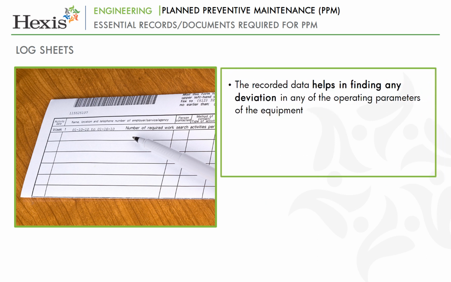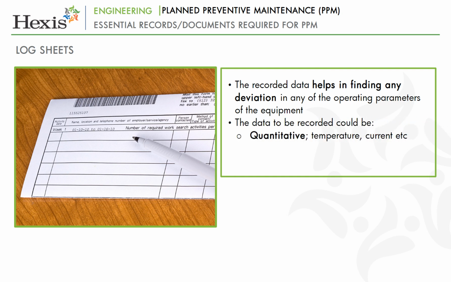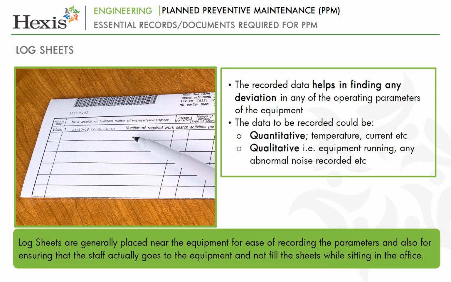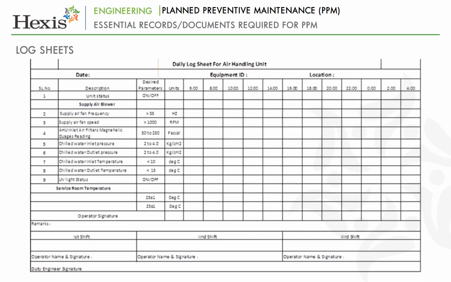The data thus recorded will help in coming to know of any deviation in any of the operating parameters of the equipment. The data to be recorded could be quantitative, temperature, current, etc., or qualitative, that is equipment running, any abnormal noise recorded, etc. Log sheets are generally placed near the equipment for ease of recording the parameters and also for ensuring that the staff actually goes to the equipment and does not fill the sheets while sitting in the office. A sample log sheet is shown on your screen.